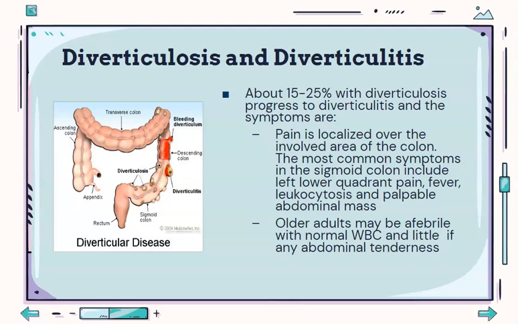If you look at this image, you can see the smaller outpouchings, that's the diverticulosis, and then on the right side of the picture is a diverticulitis, and that is just that outpouching that has become severely inflamed. Your pain is going to be localized over the area of the involved colon.